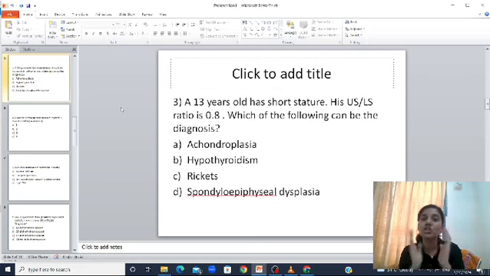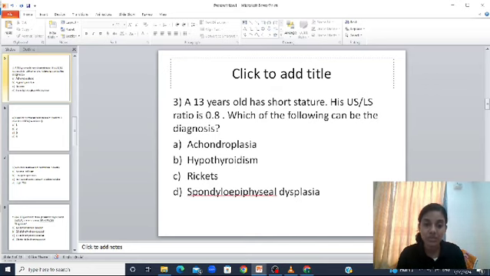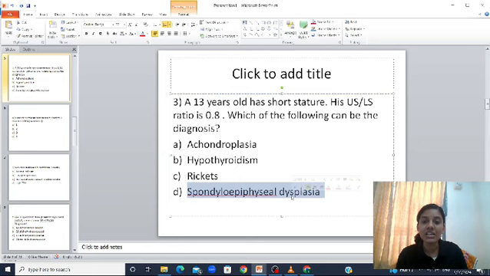Which conditions affect the upper segment? Whenever the vertebral column is affected in any disease, the upper segment to lower segment ratio will be decreased. Coming to the options: achondroplasia, hypothyroidism, rickets, and spondyloepiphyseal dysplasia. In the first three options, mainly the lower segment, that is the lower limbs, is affected, and not the upper segment, that is the vertebral column. So the answer to this question is spondyloepiphyseal dysplasia.